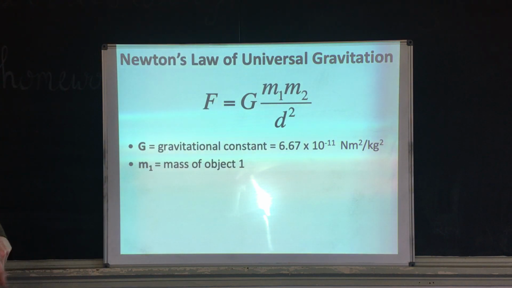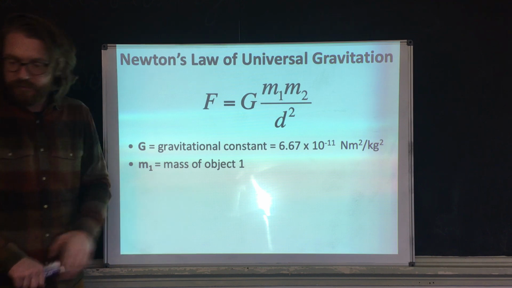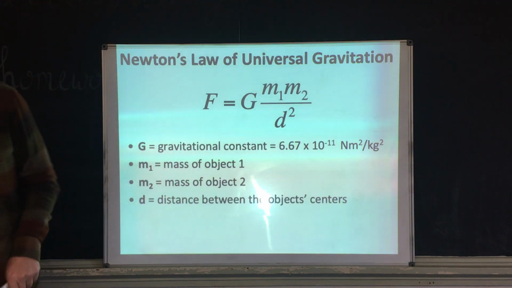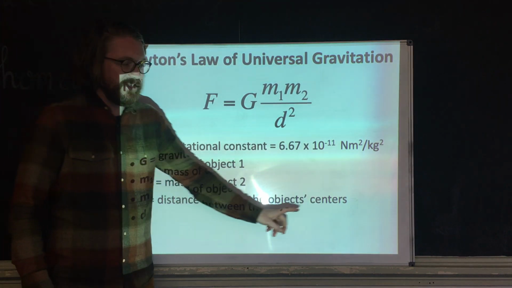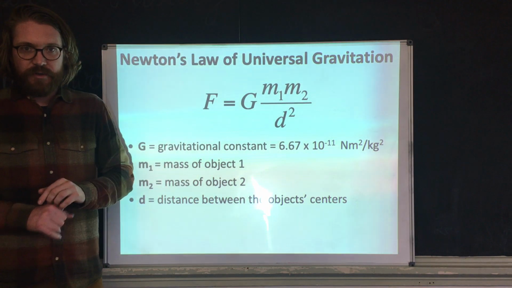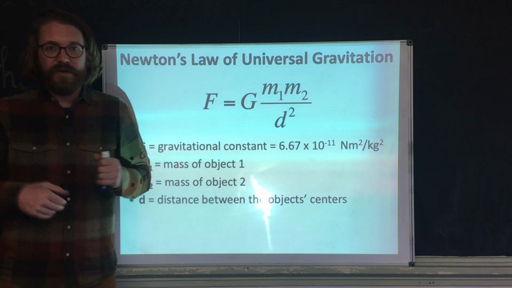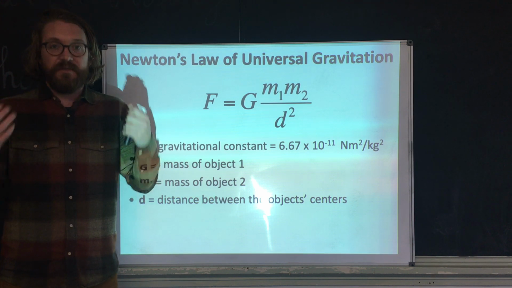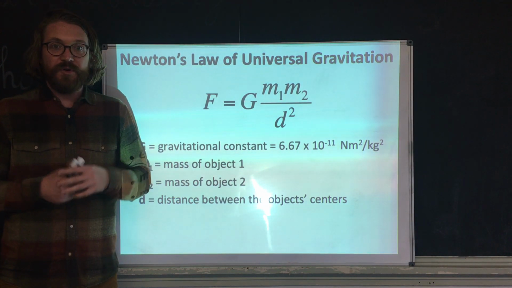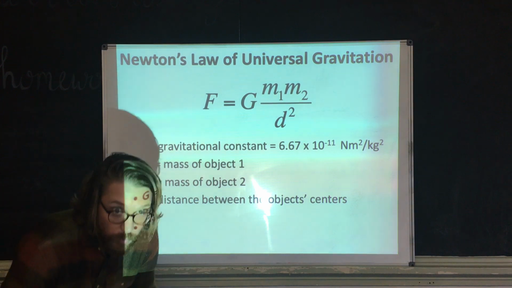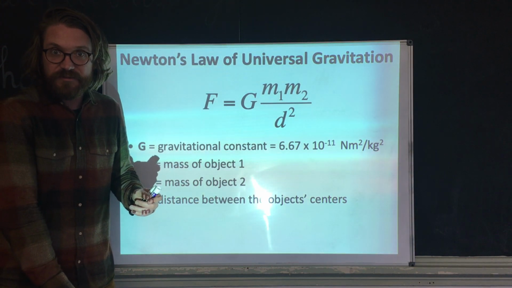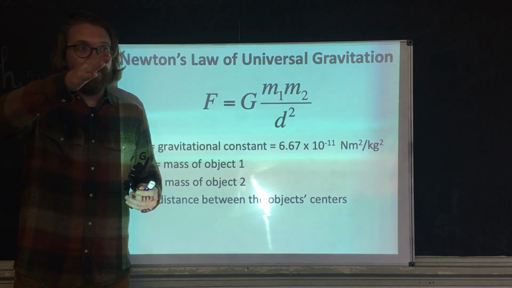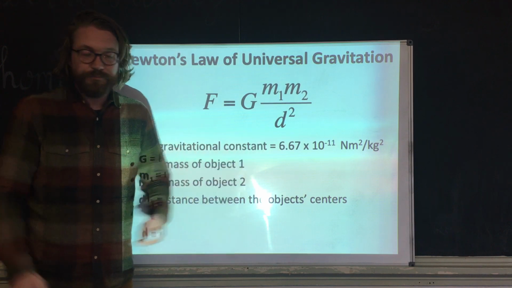M1 is the mass of the first object, M2 is the mass of the second object, and D is the distance between those two objects' centers. That is very important. When you measure gravity, you always measure from the center of the object. I'm sure you've heard the term center of gravity before, and that's very true. This is why when you're playing football and you don't want to get tackled, you squat down. The lower your center of gravity is to the ground, the harder it is to knock you over. Same reason why it's easier for a big pickup truck to flip over than a little sports car.